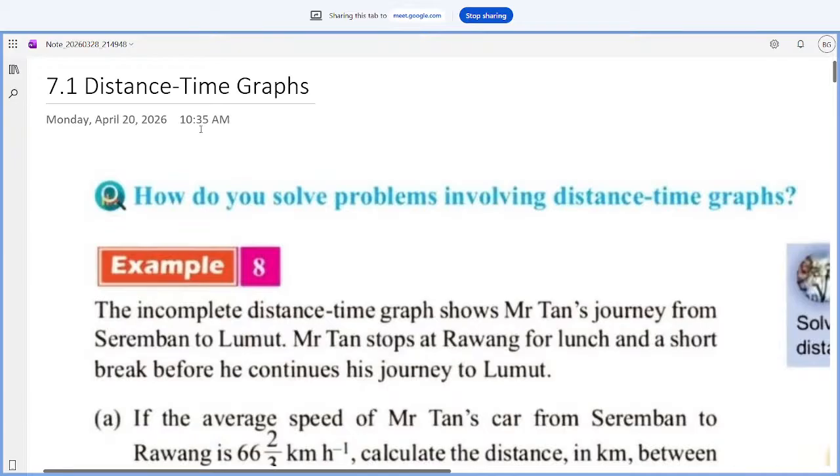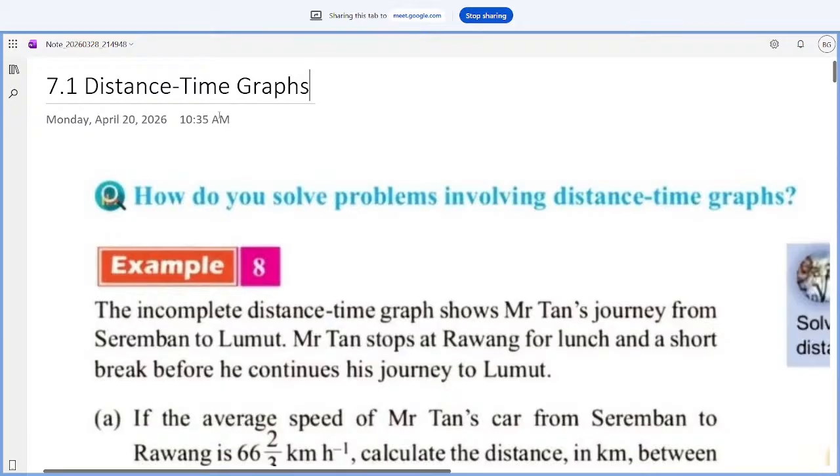So guys, if the gradient is positive, what does it mean? Can you tell me? Kalau kecerunan graf jarak melawan masa ni positif, dia mewakili apa? Siapa tahu? Okay, yes, very good. You can say acceleration, or you can say the speed is increasing. Kelajuan tu bertambah, or halaju bertambah. Usually we talk speed or velocity.